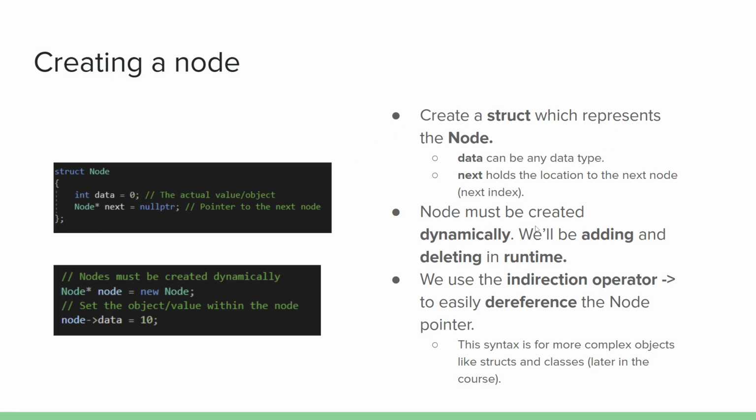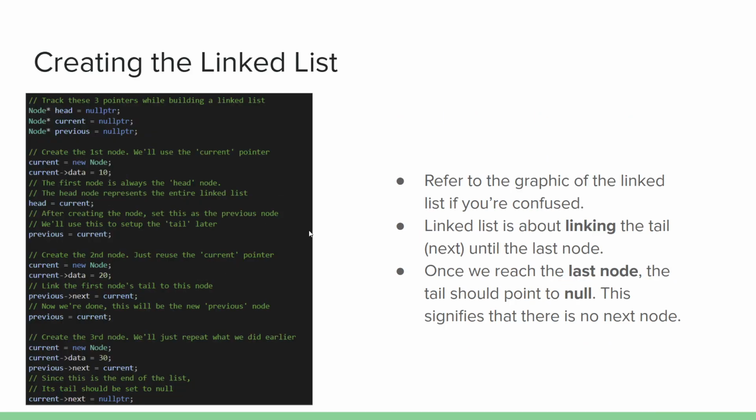So a node must be created dynamically. That's a given. We use the indirection operator, which is the arrow, to easily dereference a node. Yeah. So if you create a new node, same thing. Node asterisk node is equal to new node, and then node arrow data. So this is how you set the data. Ayan. Medyo mabigla to, pero I'll get to it.